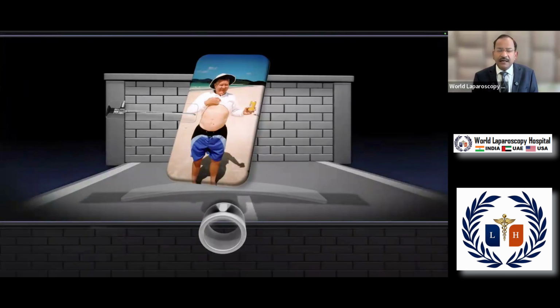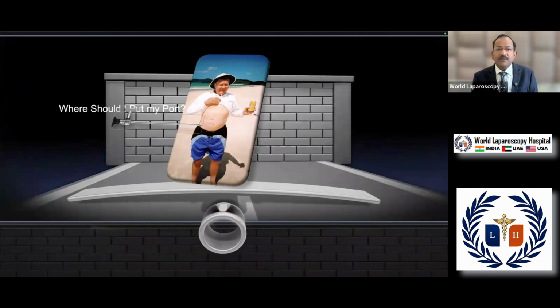So, whenever you start laparoscopic surgery, a common question comes to our mind: where should I put my port? Because every patient needs a different port position. You cannot memorize the port. You have to apply a lot of calculation, a lot of your knowledge, because if you want to do a 4 centimeter ovarian cyst, a 14 centimeter ovarian cyst and a 24 centimeter ovarian cyst, all three have a different port position.